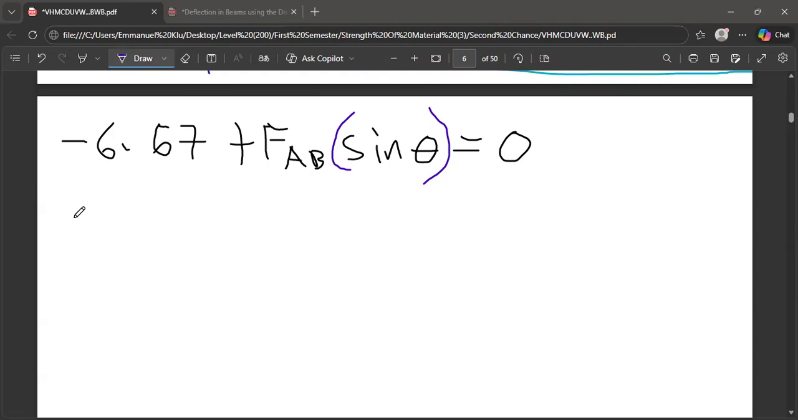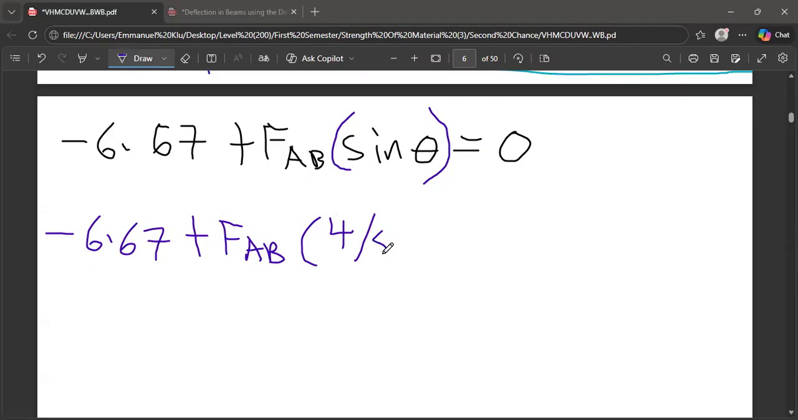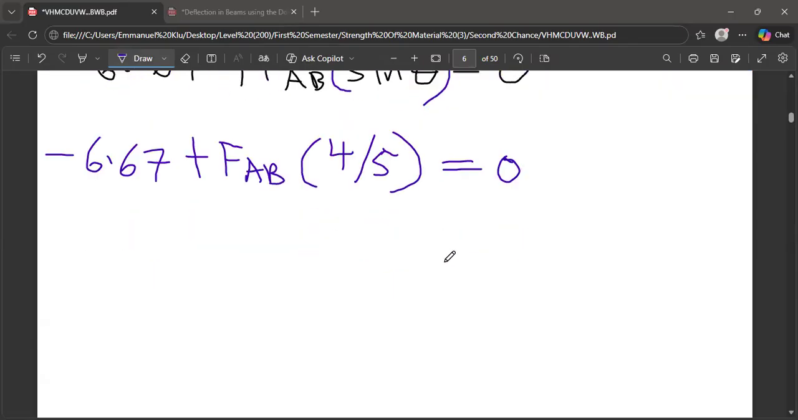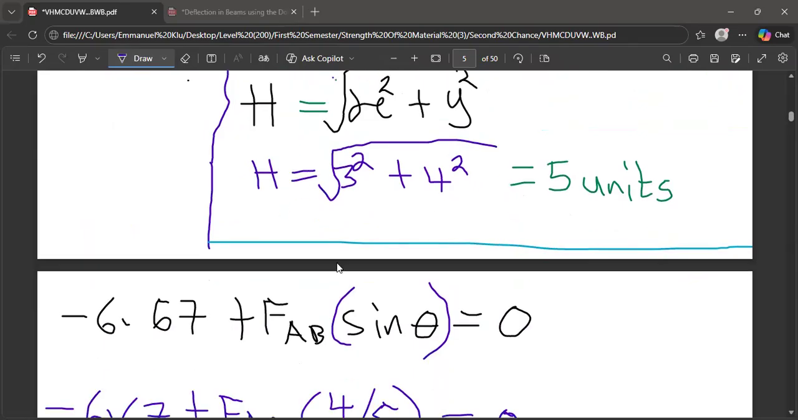So I'm going to rewrite this again. This implies this is going to become negative 6.67 plus FAB into brackets 4 over 5, is equal to 0. Quickly punch 4 over 5 inside your calculator and tell me the answer. 4 divided by 5, you are going to get 0.8. So in place of that, we can use 0.8.